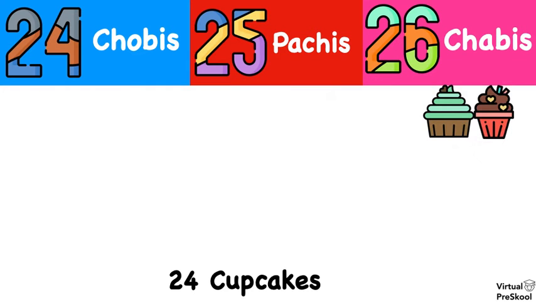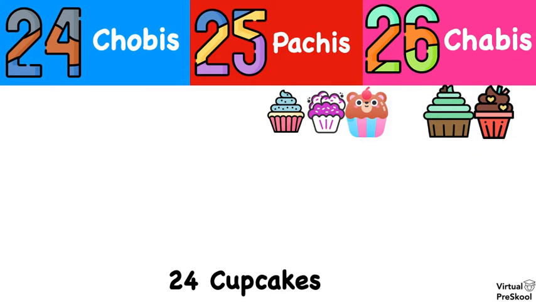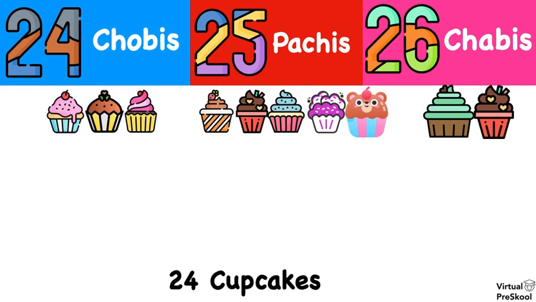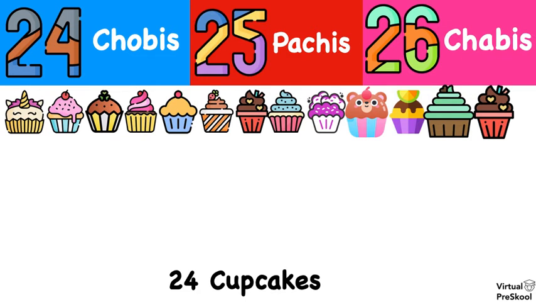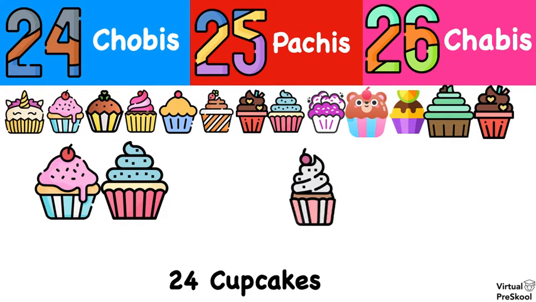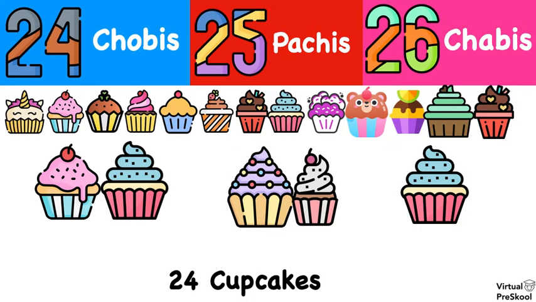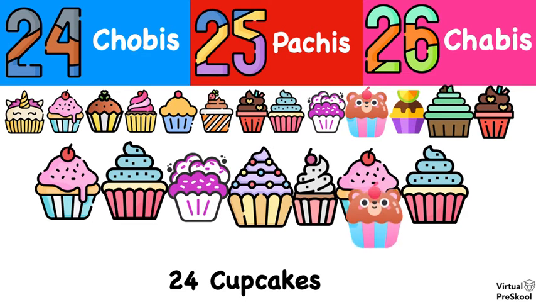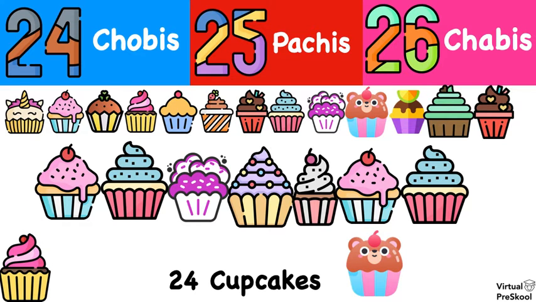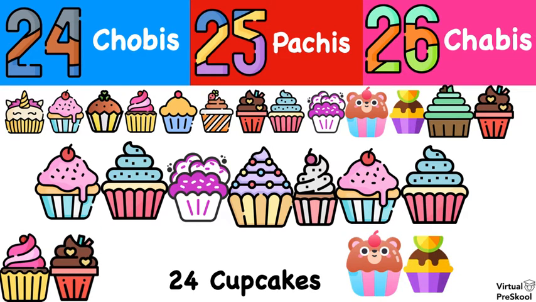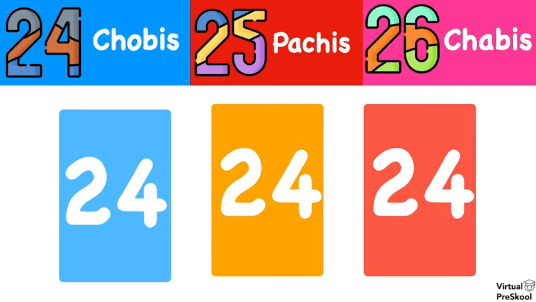1, 2, 3, 4, 5, 6, 7, 8, 9, 10, 11, 12, 13, 14, 15, 16, 17, 18, 19, 20, 21, 22, 23, 24. There are 24 cupcakes. 24. What's 24 in Hindi again? Is it chobis, pachis, or chabbis? 24 is chobis.